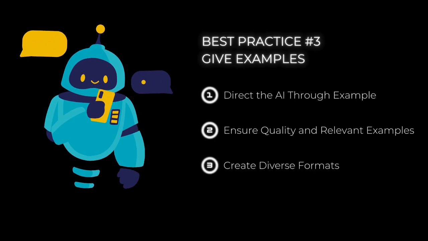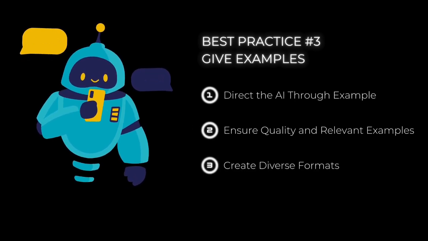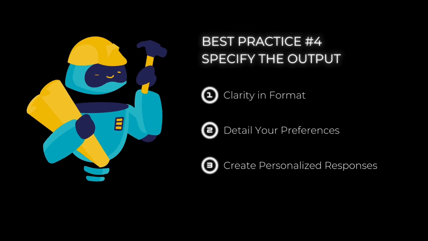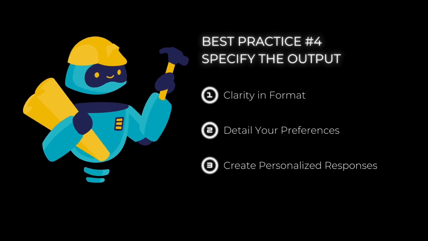In this video, we covered two essential best practices to enhance your AI interactions: giving clear examples and specifying the format. By providing examples, you can guide the AI to produce responses that match your desired style and tone. Specifying the output format ensures that you receive information in the way that best suits your or your target audience's needs, whether that's in bullet points, narratives, or detailed analysis. Incorporating these best practices will help you achieve more accurate and useful results from your AI tools.